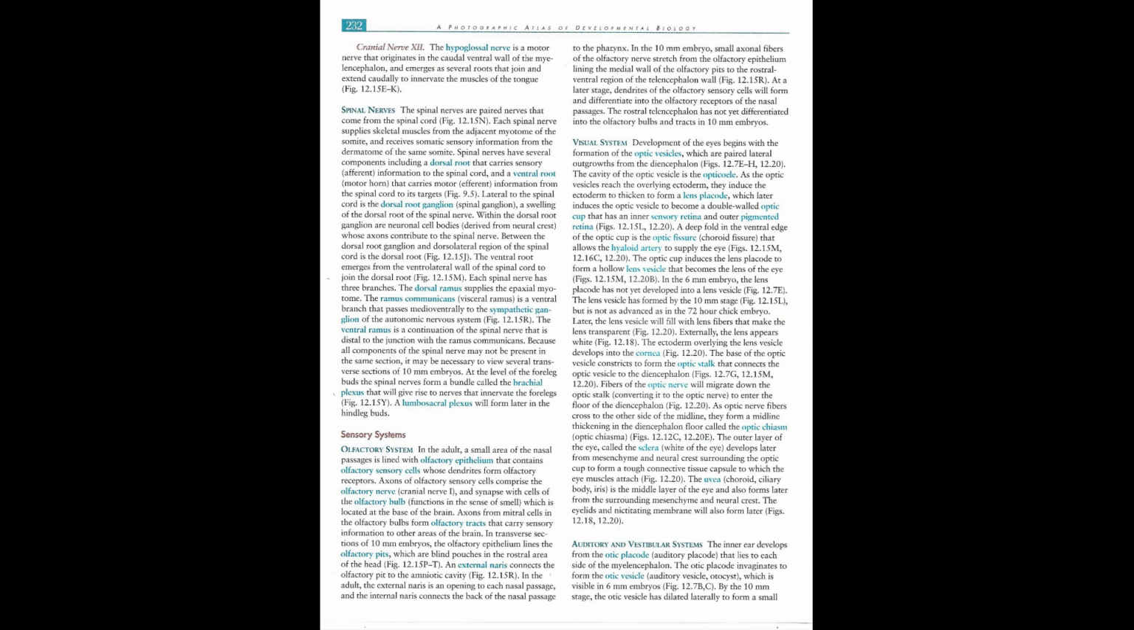The outer layer of the eye, called the sclera, white of the eye, develops later from mesenchyme and neural crest surrounding the optic cup to form a tough connective tissue capsule to which the eye muscles attach, Fig 12.20. The uvea, choroid, ciliary body, iris, is the middle layer of the eye and also forms later from the surrounding mesenchyme and neural crest. The eyelids and nictitating membrane will also form later, Figs 12.18, 12.20.